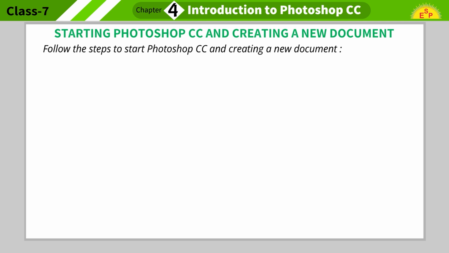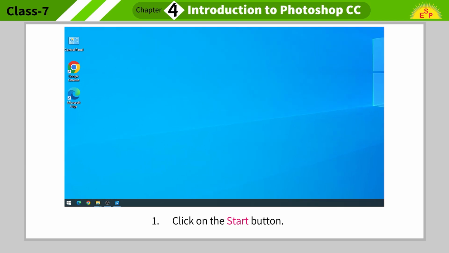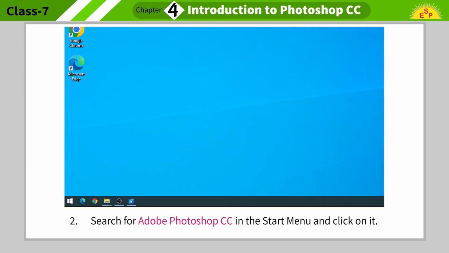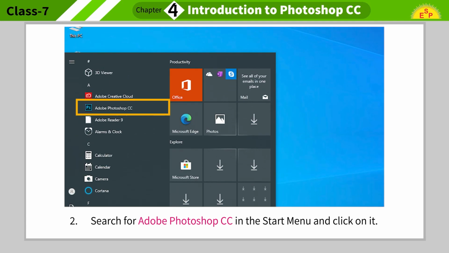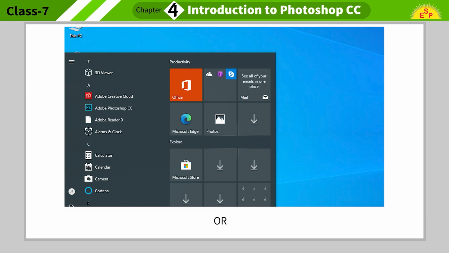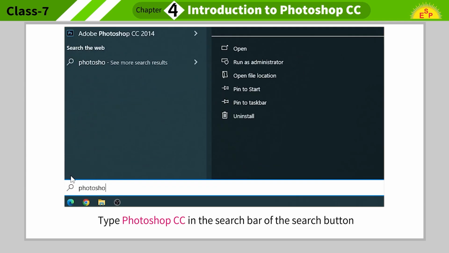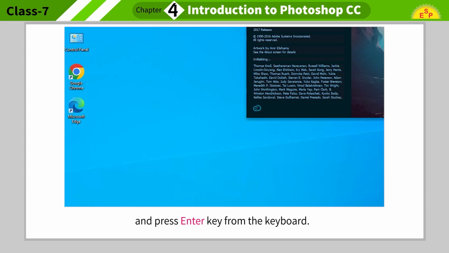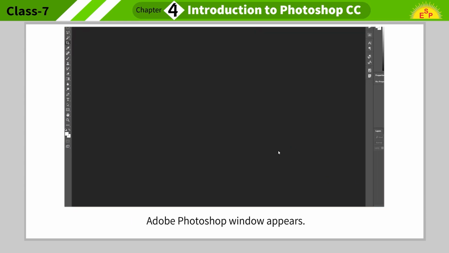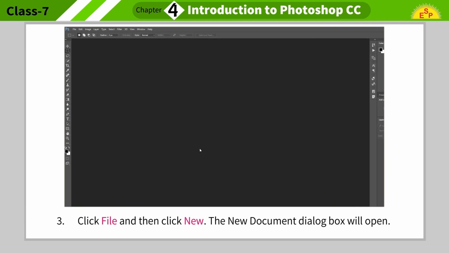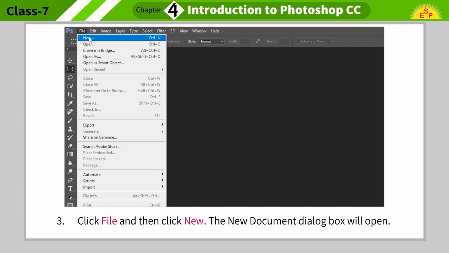Follow the steps to start Photoshop CC and create a new document. Step 1. Click on the Start button. Step 2. Search for Adobe Photoshop CC in the Start menu and click on it. Or type Photoshop CC in the search bar and press the Enter key on the keyboard. Adobe Photoshop window appears. Step 3. Click File and then click New.